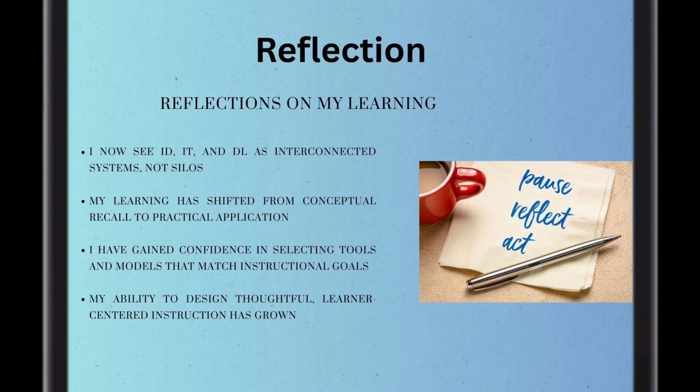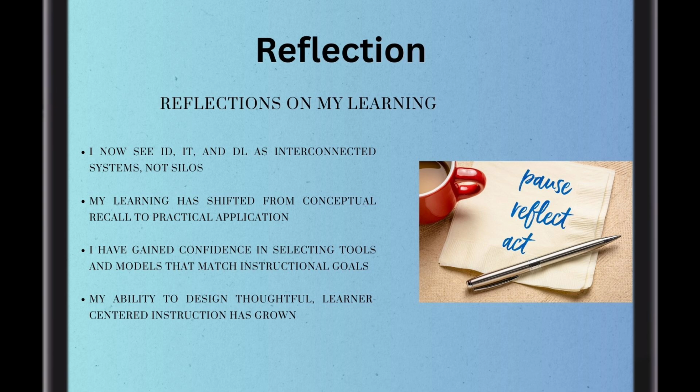This course really shifted how I see instructional design. Before, I focused a lot on content, what to teach, and how to organize it. But now, I think more deeply about the learning experience, how models, tools, and the delivery modes can work together to support the different learners. I've learned that instructional design is not a linear checklist. It is a thoughtful process that blends theory, practice, and empathy for the learner.